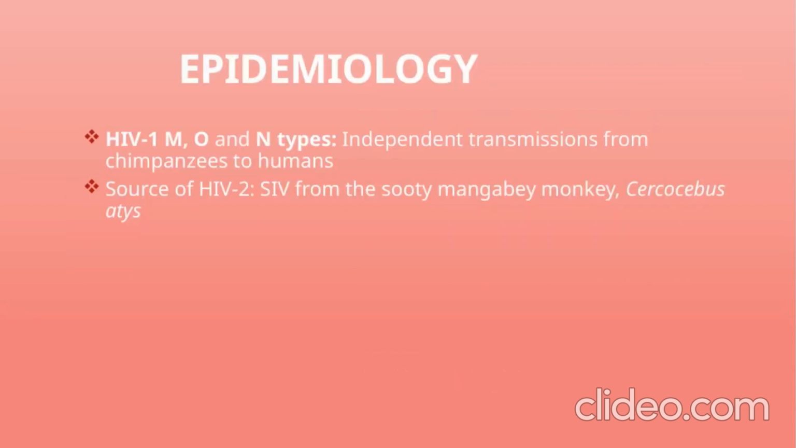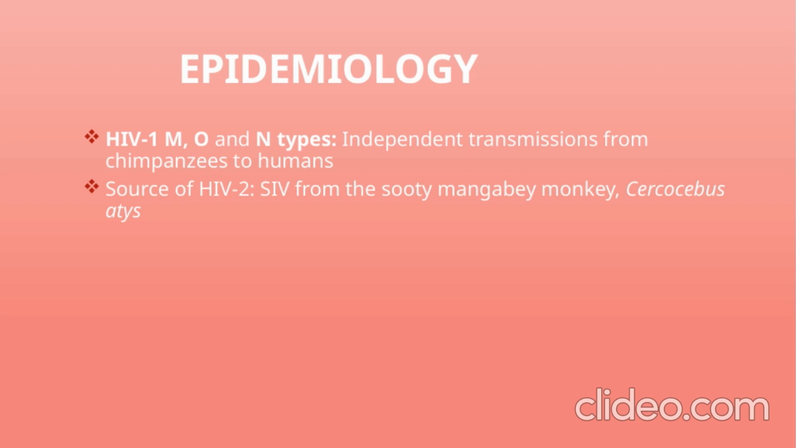Let's talk about the epidemiology of HIV today. The main types of HIV-1, which are M, O, and N, each have their own unique origins. These types resulted from independent transmissions from chimpanzees to humans, which is quite fascinating because it shows multiple cross-species transmission events. The most common and widespread of these is HIV-1 group M, which is responsible for the global pandemic.